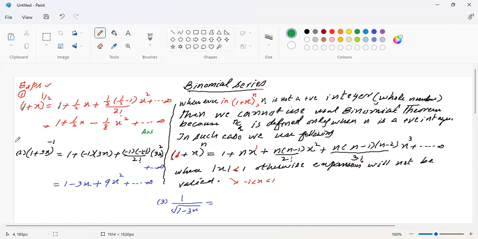Now come to the other example where the power is a negative number. It's not a positive whole number.